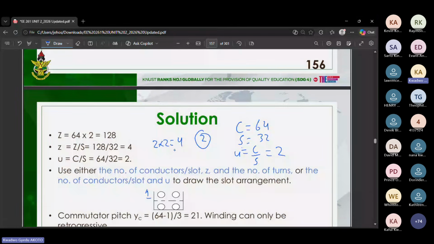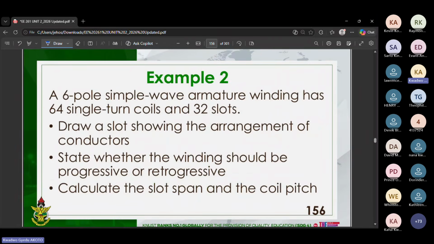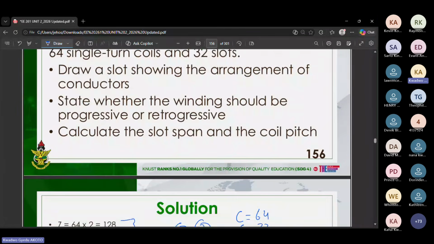We determine our number of rows. We can find our number of columns by finding our U, and then we just multiply them to get our number of conductors per slot, right? So for 4 conductors per slot, that means we are going to have 1, 2, 1, 2, 1, 2, 3, 4 conductors per slot. And that's what we have here. The first question was saying, draw a slot showing the arrangement. And now the question says, state whether the winding should be progressive or retrogressive, right?